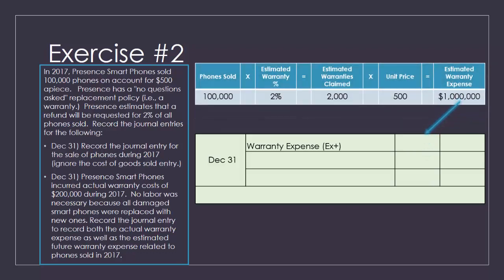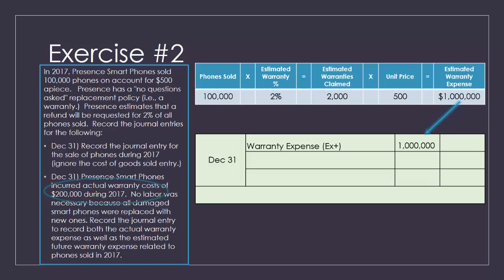Well, it's not so bad. What we need to do is figure out how many units we think we're going to have to replace. We sold 100,000 phones. We estimate that 2% of those people are going to want to replace with a different phone. Well, 2% of 100,000 means that's going to happen with 2,000 phones. And if each phone has a unit price of $500, well, we multiply that out, and we're going to get an estimated warranty expense for the period of $1 million.